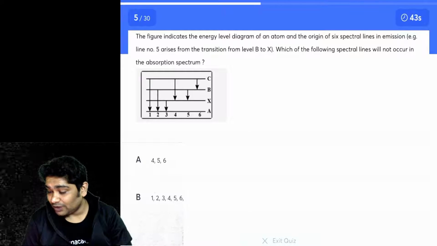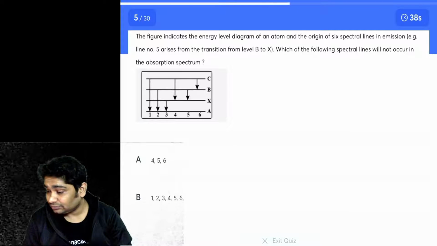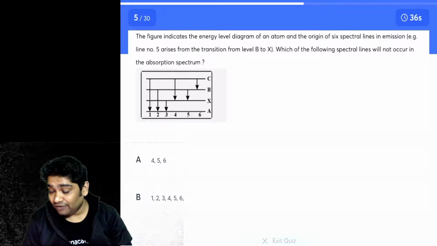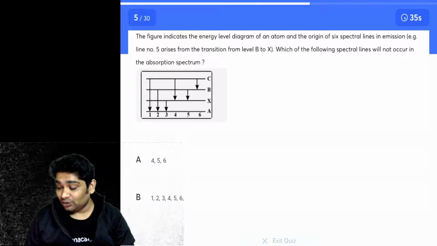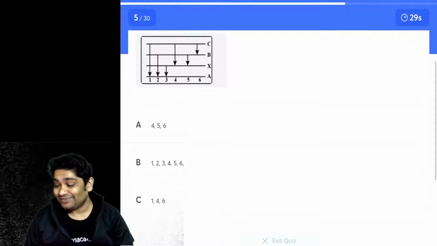So in the absorption spectrum, which one of the following will you not have? Is it A, 4, 5, and 6? Is it B, 1, 2, 3, 4, 5, and 6? Is it C, 1, 4, and 6? Or is it D, 1, 2, and 3?